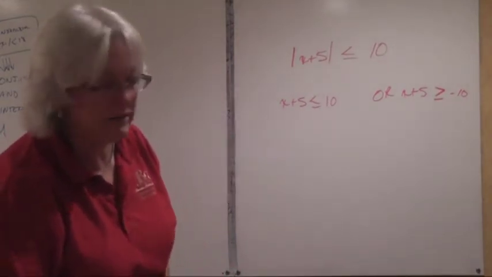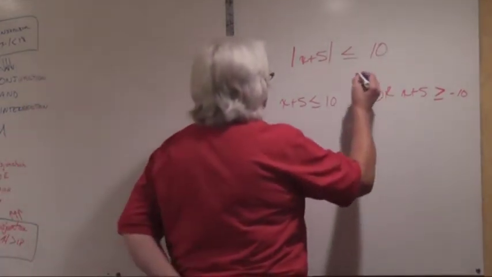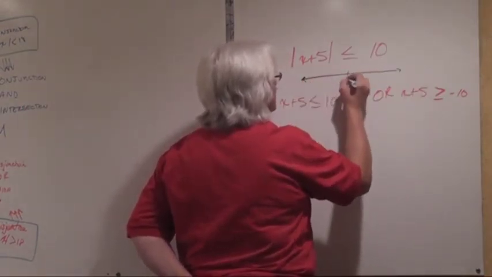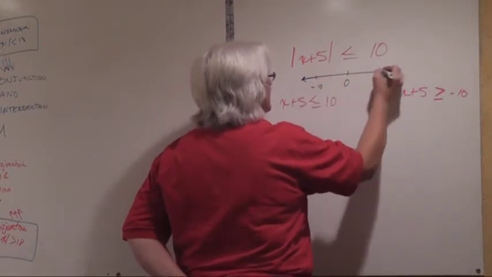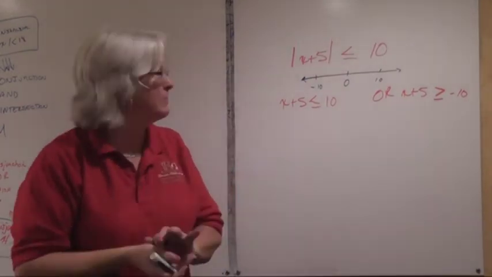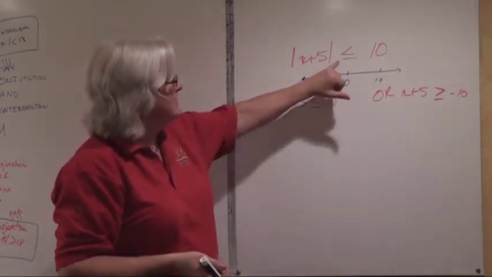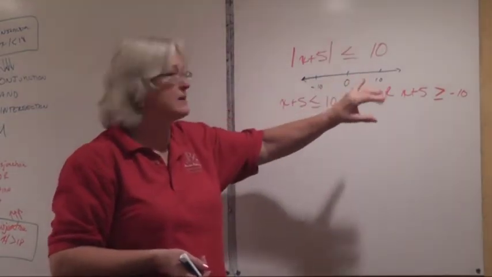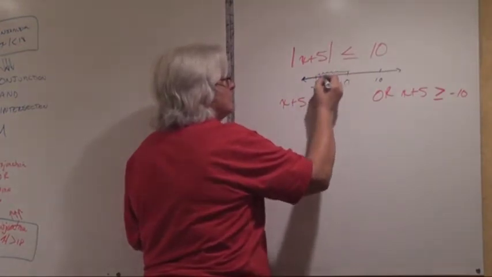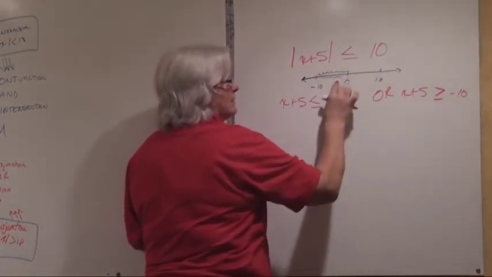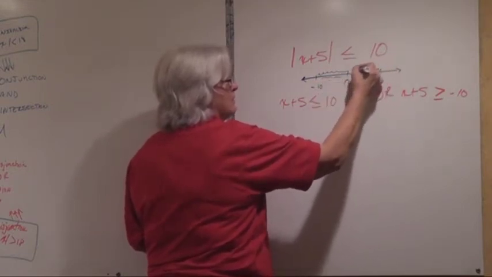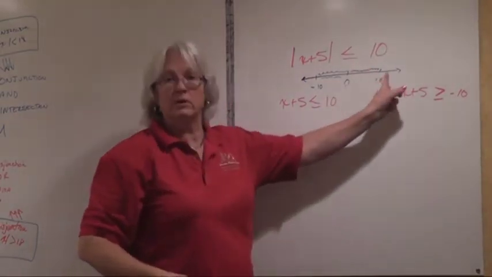Let me go ahead and put this number line back in here. And let's just go ahead and put the negative 10 and positive 10, even though those aren't the true numbers that we're going to graph. But if the distance has to be 10 or less, whatever's on this side is going to be greater than negative 10, isn't it? Negative 10, negative 9, negative 8. Whatever's on this side here is less than or equal to 10, isn't it?